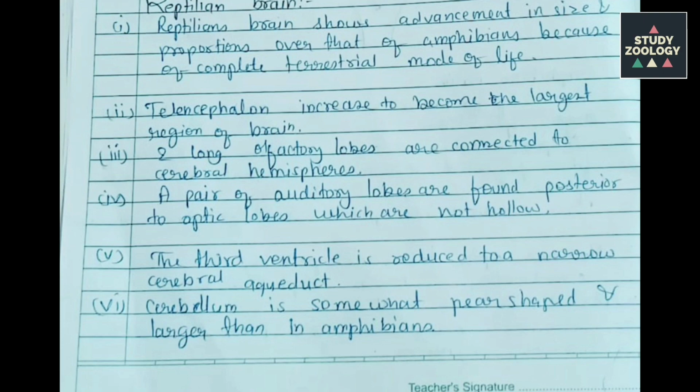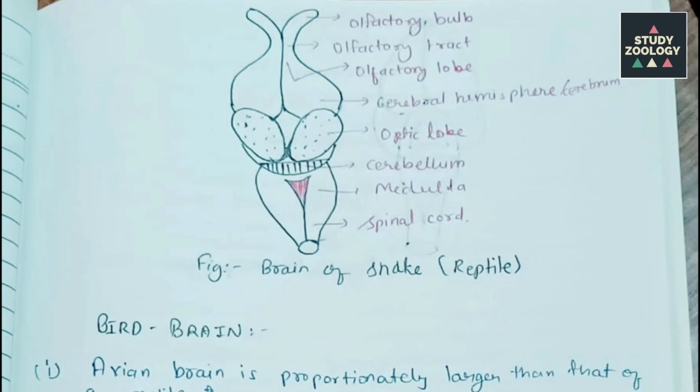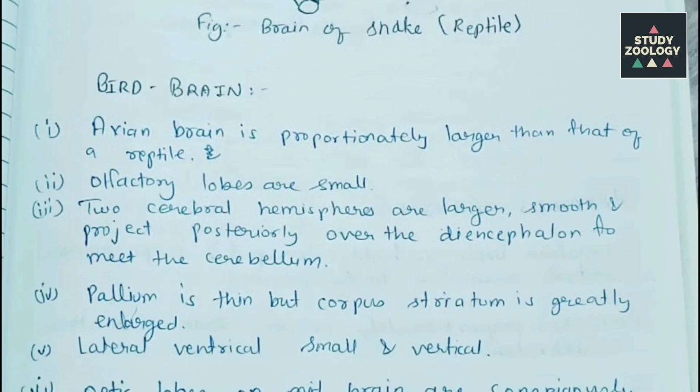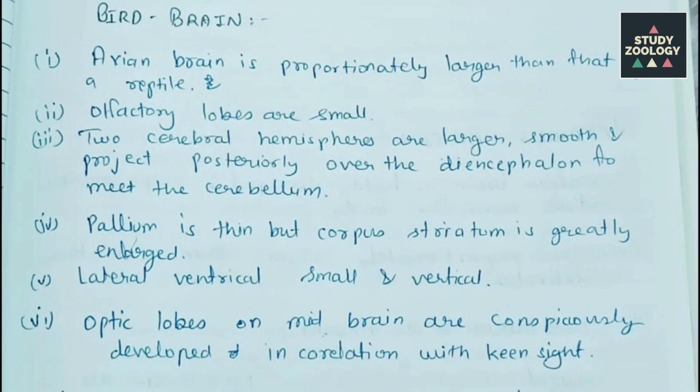A pair of auditory lobes are found posterior to optic lobes which are not hollow. The third ventricle is reduced to a narrow cerebral aqueduct. Cerebellum is somewhat pear-shaped and larger than in amphibians. Fourth is bird brain. Avian brain is proportionally larger than that of a reptile. Olfactory lobes are small. Two cerebral hemispheres are larger, smooth, and projected posteriorly over the diencephalon to meet the cerebellum.